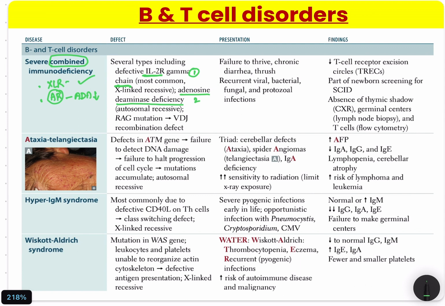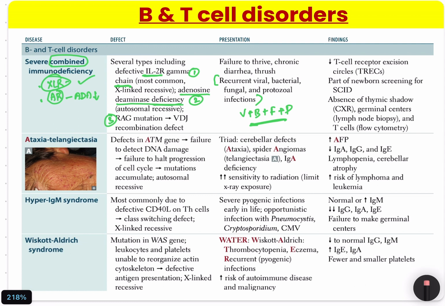So that is one mode. Another is RAG mutation that can lead to VDJ recombination defect. That is not needed. What you have to remember is the X-linked recessive variety is most common, and the ADA deficiency is associated with autosomal recessive variety. Okay, typical history they will give is infections to any organisms like viral, bacterial, fungal, protozoal, anything. In T cell disorder, infections are mostly fungal or viral. Here there will be recurrent viral, bacterial, fungal or protozoal infections, and that will be recurrent.